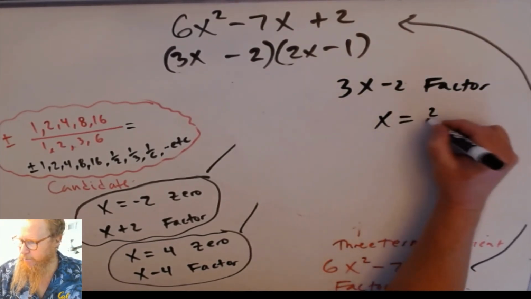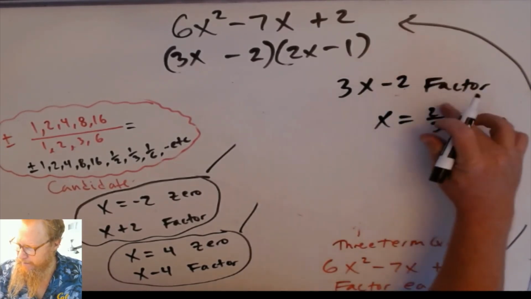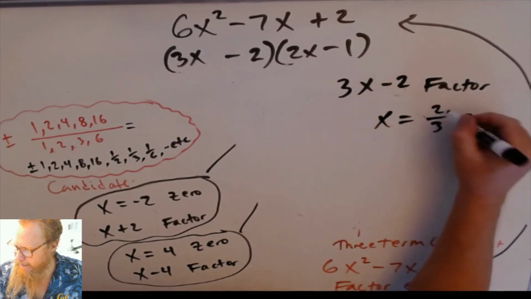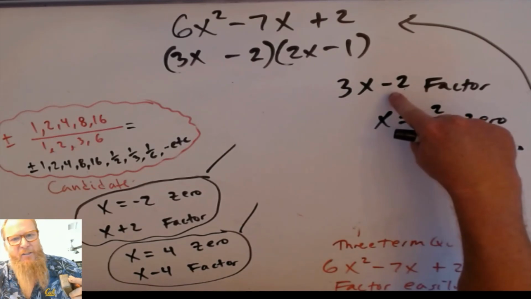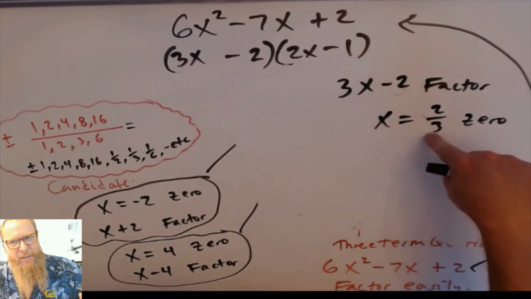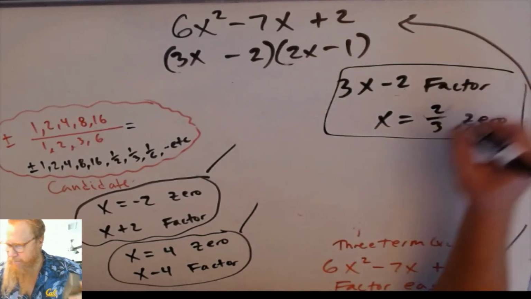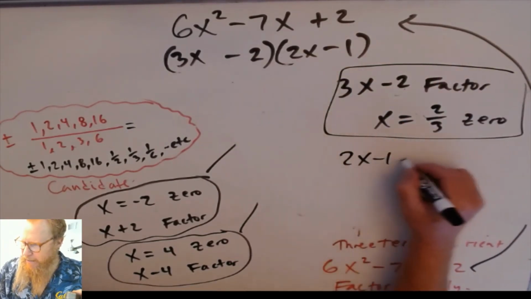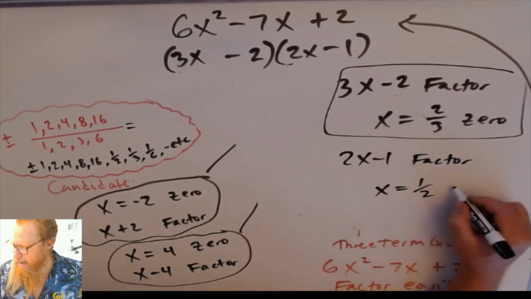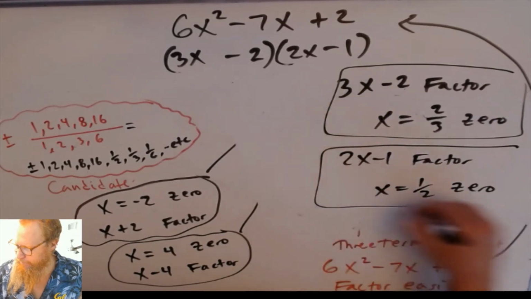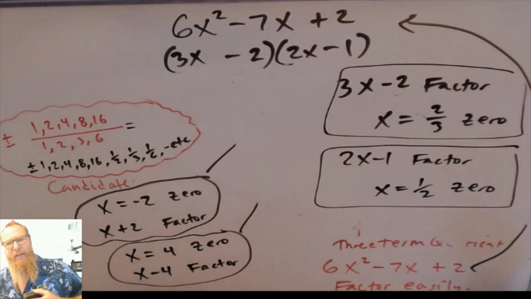So x equals 2/3 is a 0. Again, I'm not showing the math on that. I don't want to insult anybody. If you take 3x minus 2 and you set it equal to 0, that's why it's called a 0, and solve it, you're going to get 2/3. And then 2x minus 1 is a factor. And then so x is equal to 1/2 is a 0. Again, take the factor, set it equal to 0, and solve it, and you'll get 1/2.